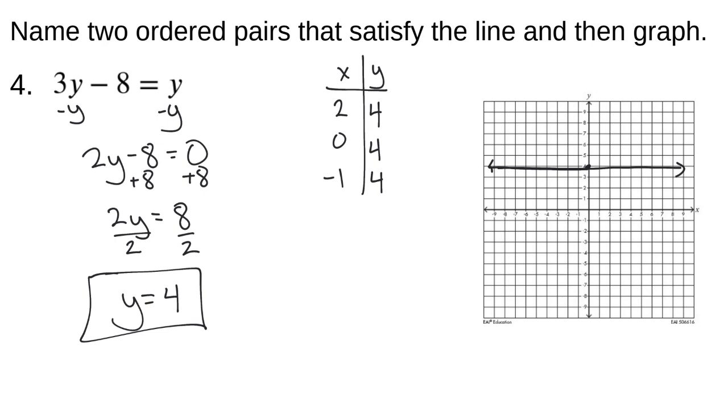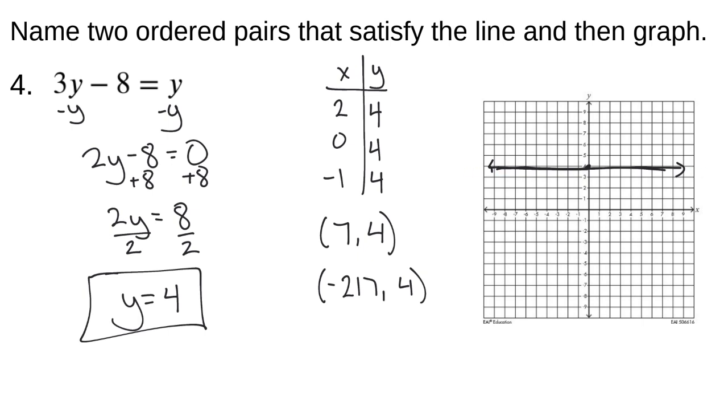So when it says name two ordered pairs, you can put anything you want in the x spot, but the y value has to be 4. How about (-217, 4)? Also a point on this line. Anything you want will work here as long as the y value is 4. So when you get x equals a number, like we did on the last one, you get a vertical line. When you get y equals a number, that's going to give you a horizontal line.